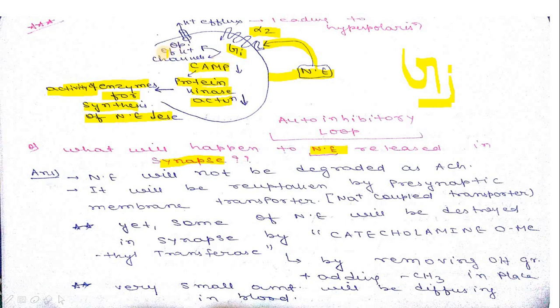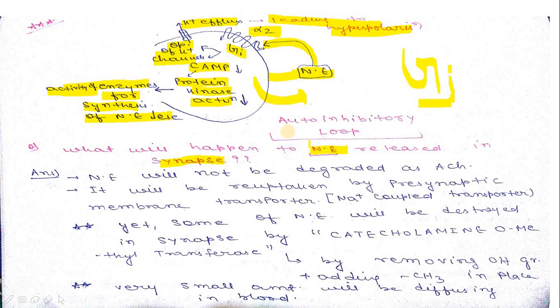One more, it will lead to the opening of K+ channel. So K+ efflux started. If K+ efflux starts, then it will lead to hyperpolarization. Then calcium will not enter inside, and if calcium will not enter, then synaptotagmin will not get activated. Means if norepinephrine binds to alpha 2, then it is inhibiting the release of norepinephrine. It is inhibiting the synthesis of norepinephrine.